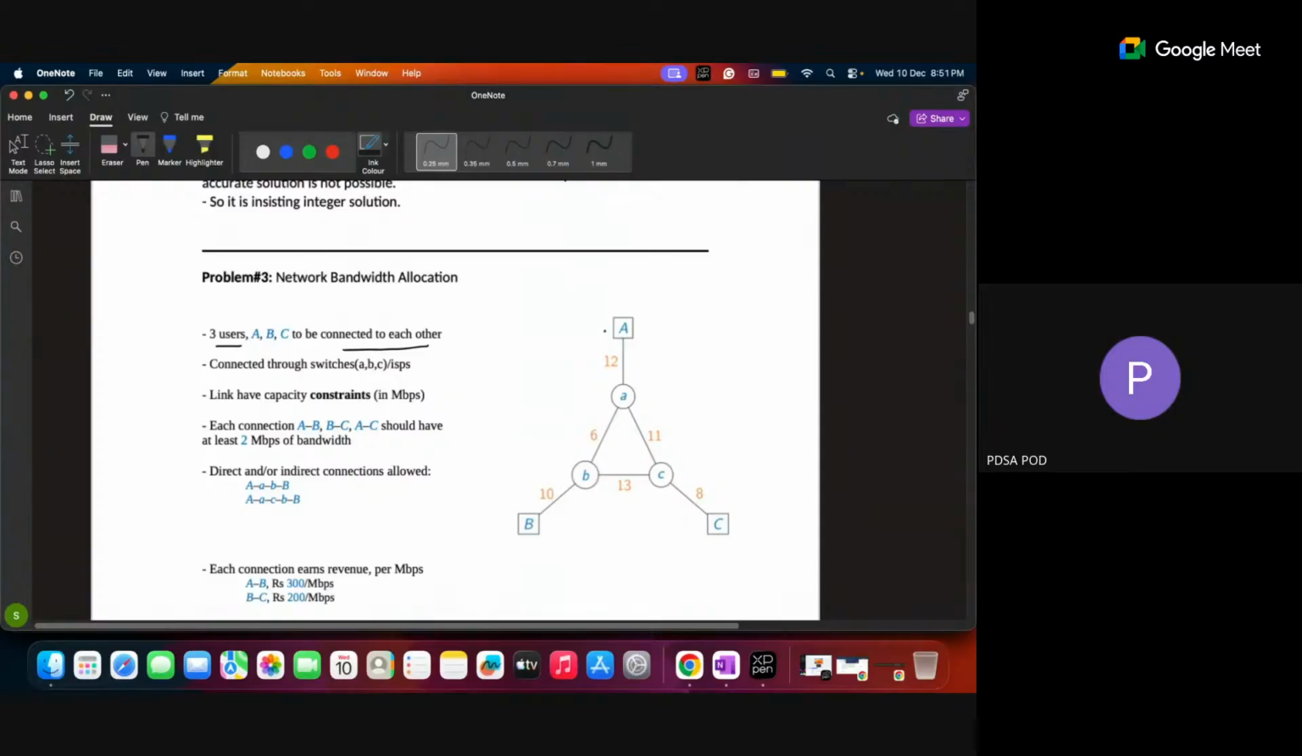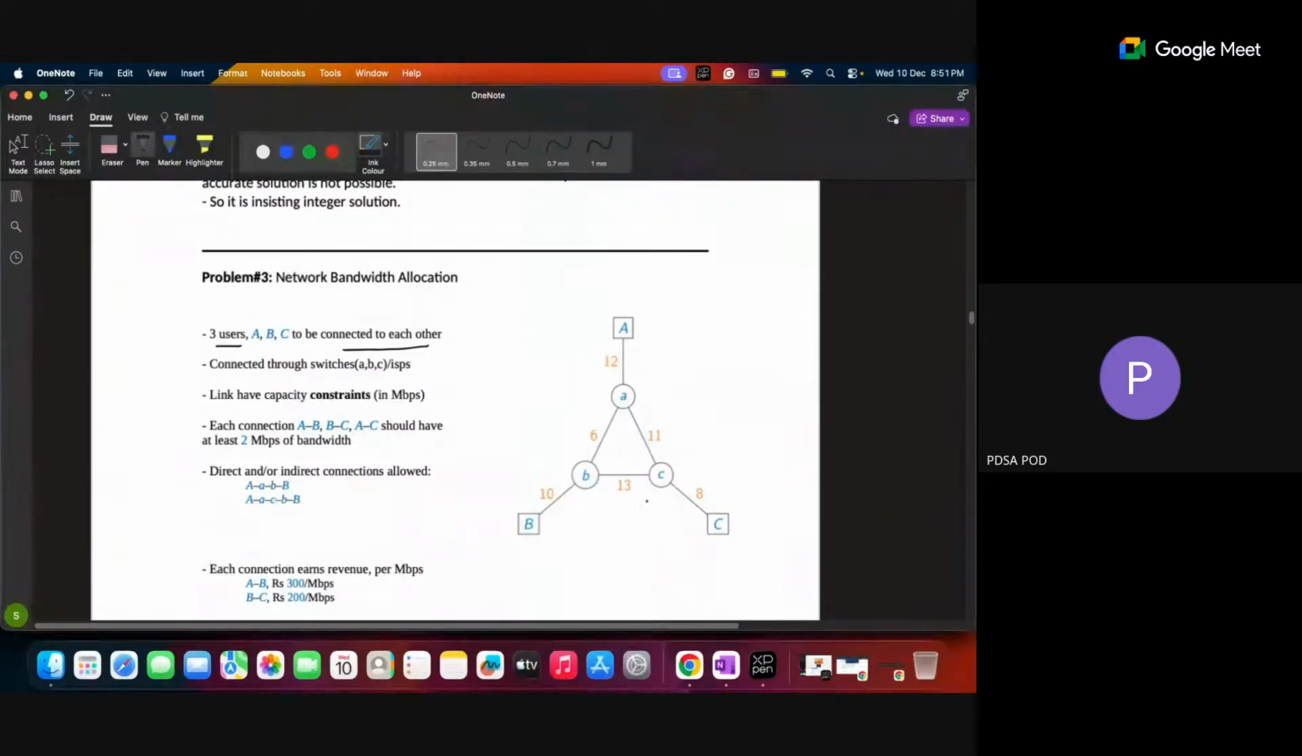At least, more than that is no problem. So at least a 2 Mbps speed is required. Direct or indirect connections are allowed. That means if you want to go from A to B, we go through the switch small a, small b, then B. So similar lines.